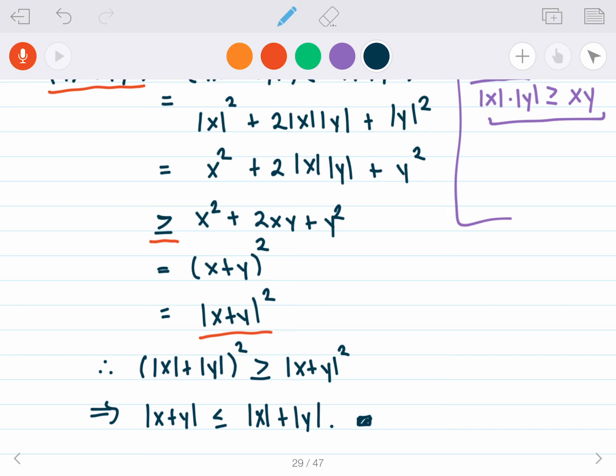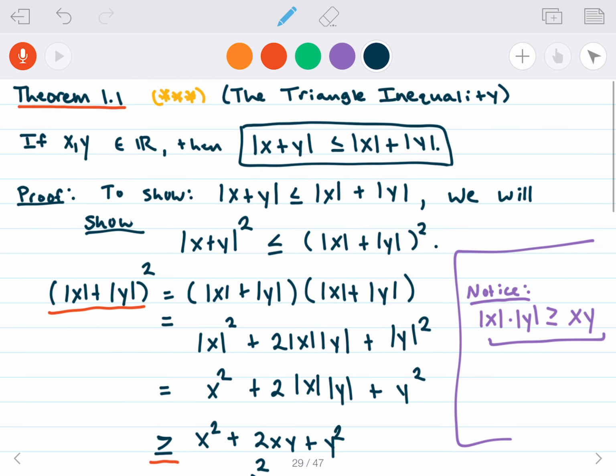And I think your book, let me see. I don't know if your book does the proof like this. Well, I think they do it slightly different. Yeah. But anyway, it's good to see different routes to doing things, I think. So anyway, it's not my proof of the triangle inequality, but it's a proof.